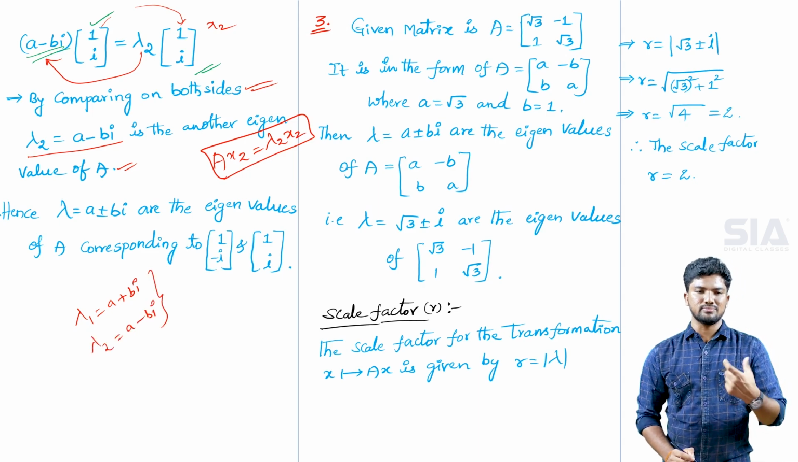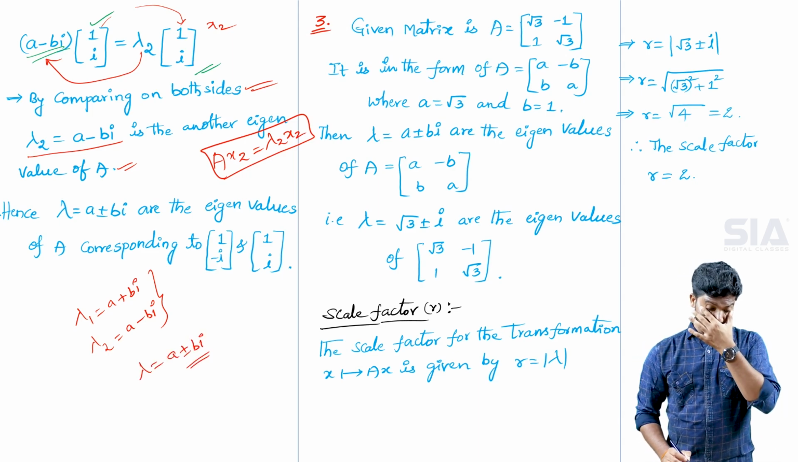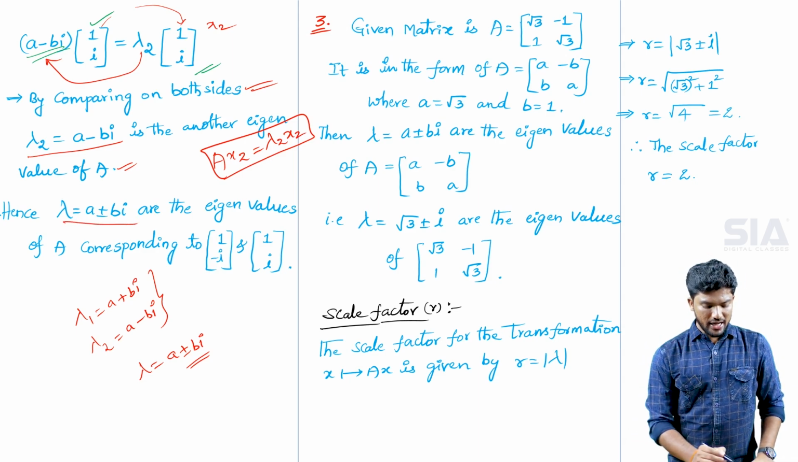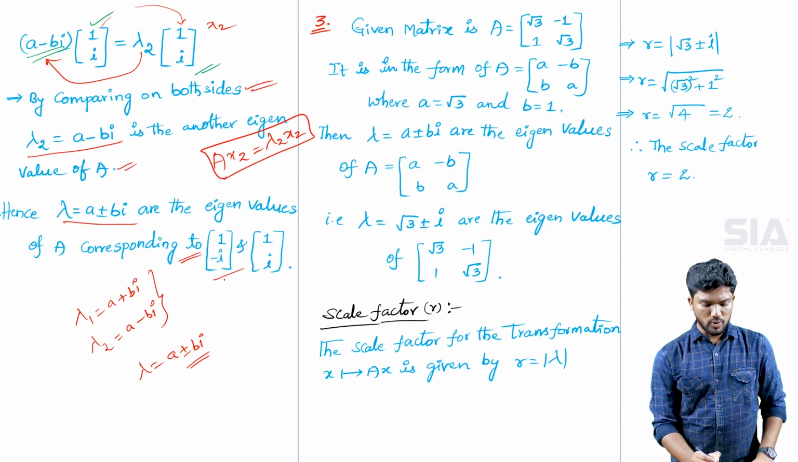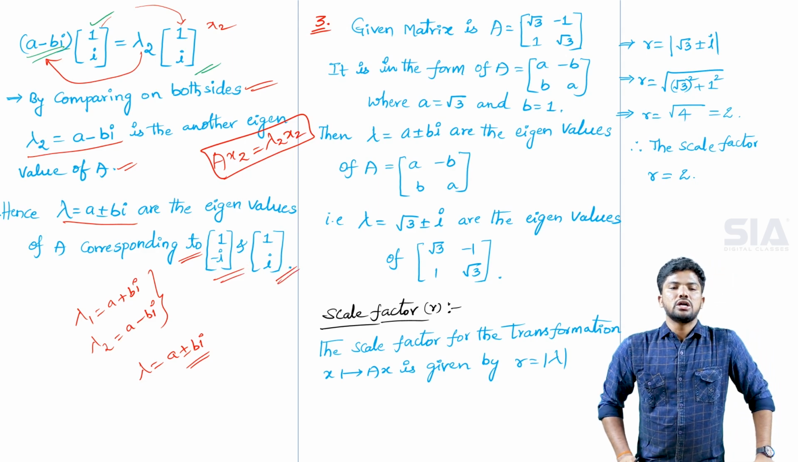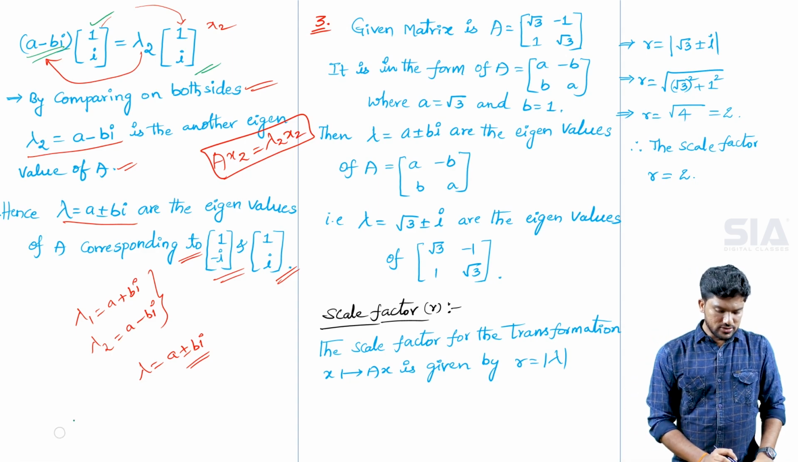So if we club these two together, we simply write lambda is equal to a plus or minus bi. Therefore lambda is equal to a plus or minus bi are the eigenvalues of capital A, corresponding to 1 minus i and 1 plus i. That is the total explanation of the second problem. Okay, so next, the third problem.